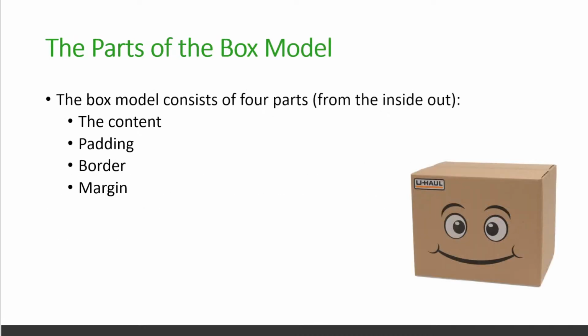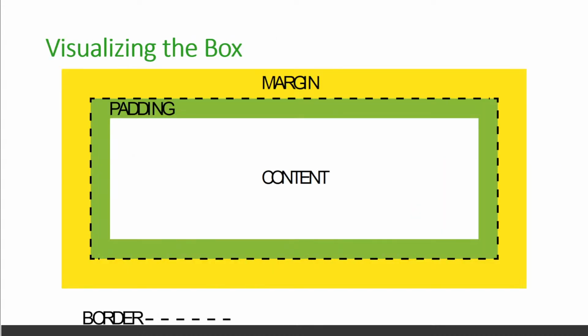There are four basic parts of our box model: the content, the padding, the border, and the margin. These are the parts from the inside out. One way we can visualize the box model is like this: we have the content on the inside here. That's the text, that's the heading, whatever you're reading or seeing. The padding is the space between the edge of the box and what's inside of the box.